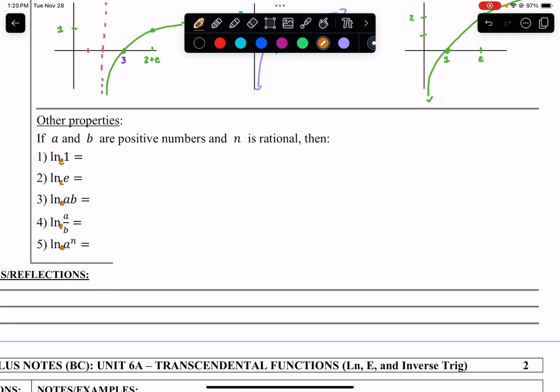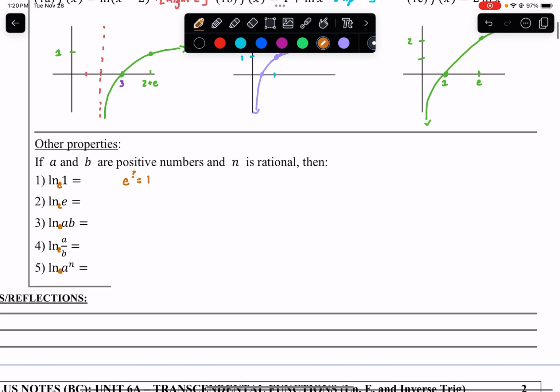So what this is saying is e to some power is equal to 1. That's kind of the rewrite in exponential form. So that means that power must be 0, because anything raised to the 0 power is 1. This one is a rewrite of e to what power gives me e? Well, that's always going to be 1.